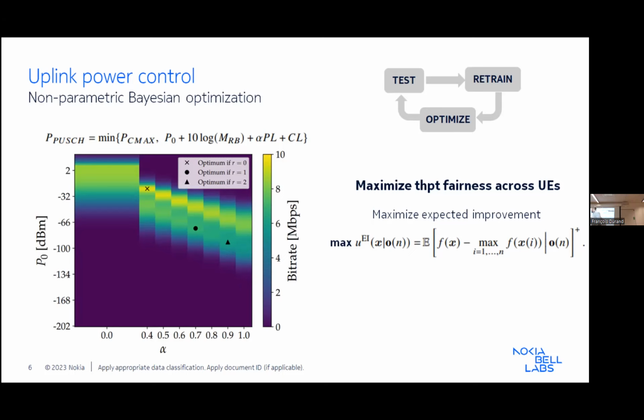This function can be defined in many ways, but how we define it is the fairness function of the throughput of all the users in the cell. Depending on how fair you want to be to the users, this function varies. So it's a function that depends on how fair you want to be, and you, the customer, decide how fair you want to be in your business, in some sense.